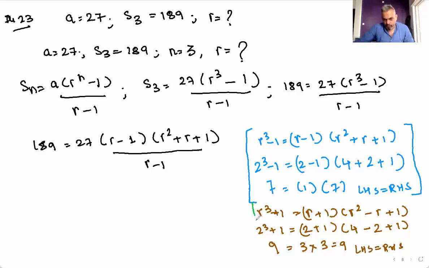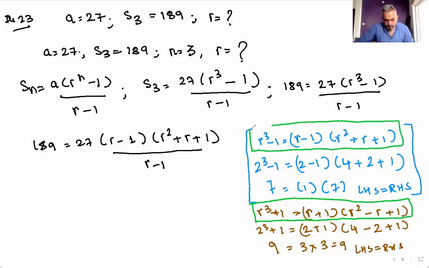So two formulas you must write and learn. One is r cube plus 1, and the other is r cube minus 1. You need to learn these two formulas, so write them on the formula page. Others will not be able to solve this type of sums.